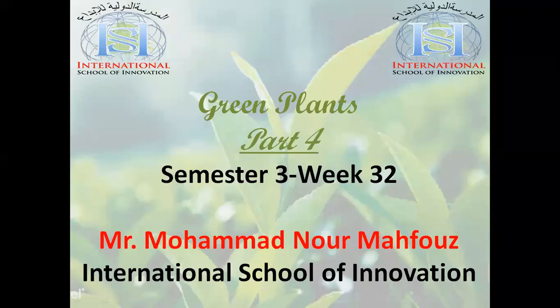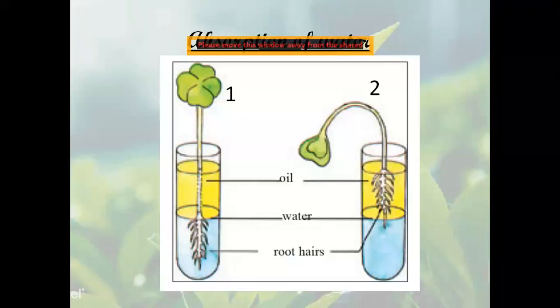In this session, we're going to continue with our chapter about the green plants. This is green plants, part 4 for semester 3, week 32. Already we talked about the absorption of water. We said, which part of the plant is responsible for the absorption of the water? Is it the root, the root hairs, or the root cap? We said that the root is composed of root hairs and root cap.